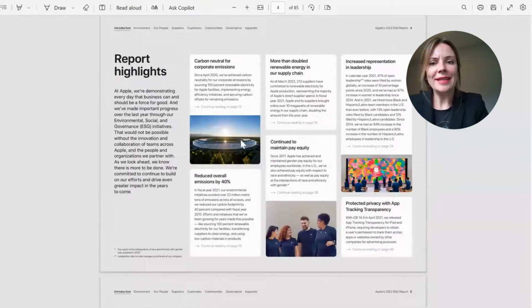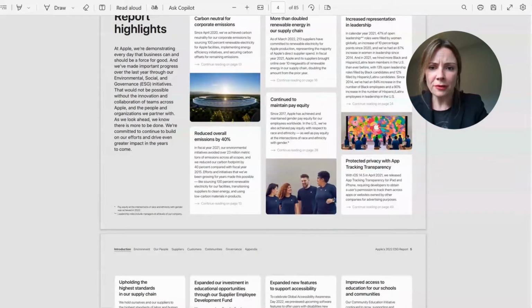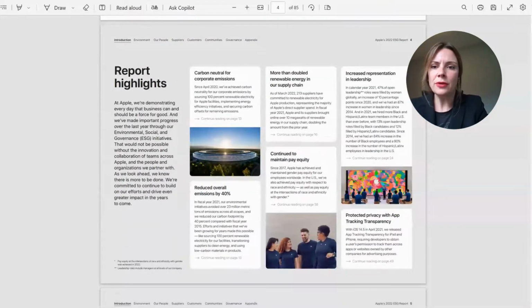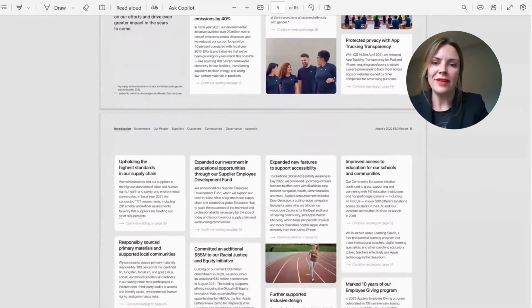Here's the report highlights. They talk about carbon neutral for corporate emissions. They've been doing it. They want to be 100% at some point. You can continue reading it. They've reduced their overall emissions by 40%. So we already checked the 2 boxes that I talked about. The first is, we're learning from the leader that this is an initiative that matters to the entire business. And 2, we're seeing numbers and data right at the beginning, not just marketing and fluff.